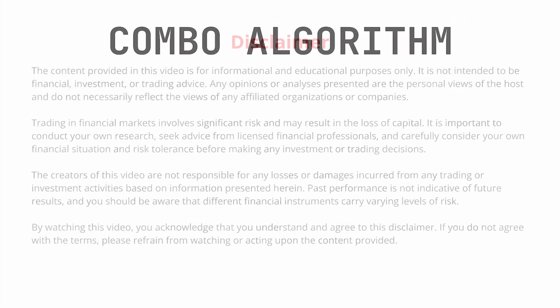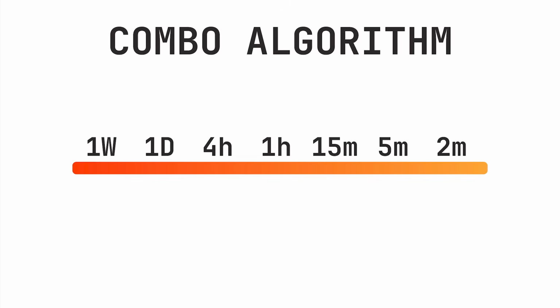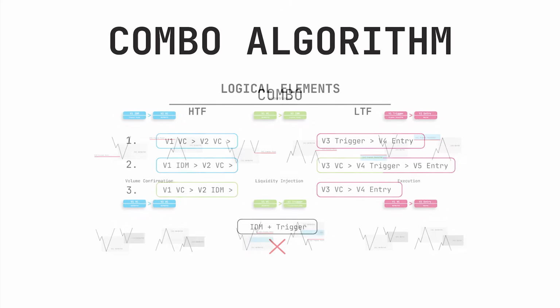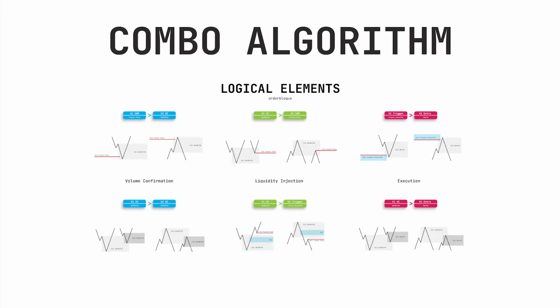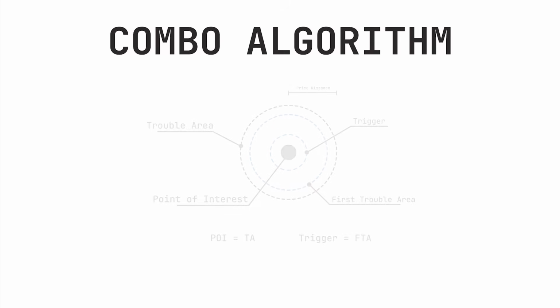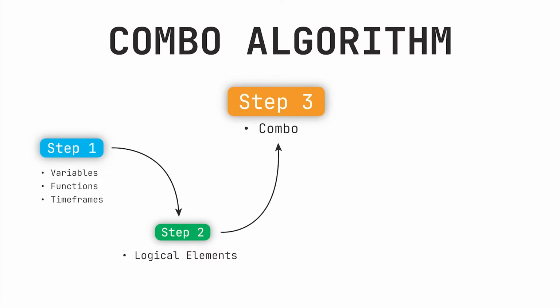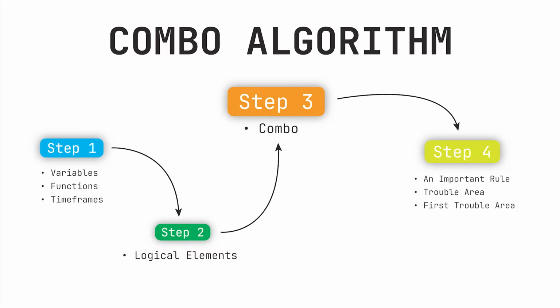Hello everyone. This video is a comprehensive guide about the trading strategy called the combo algorithm. I will try to explain each aspect as clearly as possible, and for this reason, this video will be divided into 5 important steps. Step 1. Variables, functions, and timeframes. Step 2. Logical elements. Step 3. Combo. Step 4. An important rule, trouble area and first trouble area. Step 5. Examples on real charts. Let's get started.